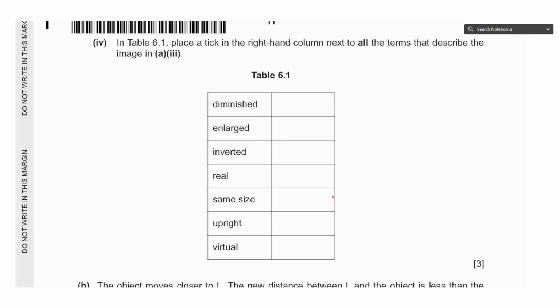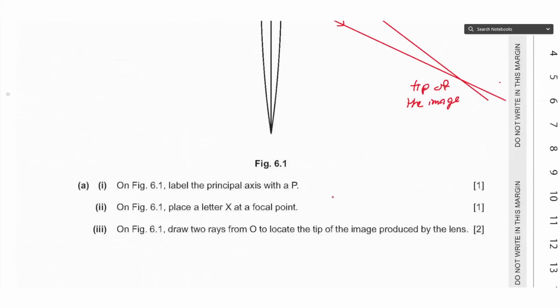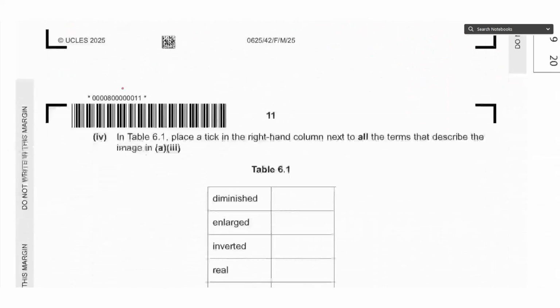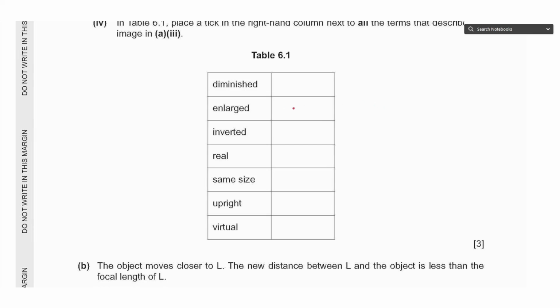Part IV says in table 6.1, place a tick in the right-hand column next to all terms that describe the image in part III. So the size of the image here is larger than the object. This height is greater than that height, which is the object. So it is enlarged and the image is pointing downward, so it is inverted, and it is made of a real intersection of rays, not extensions of rays. So this is a real image, not a virtual image. So we have enlarged, inverted, and real.